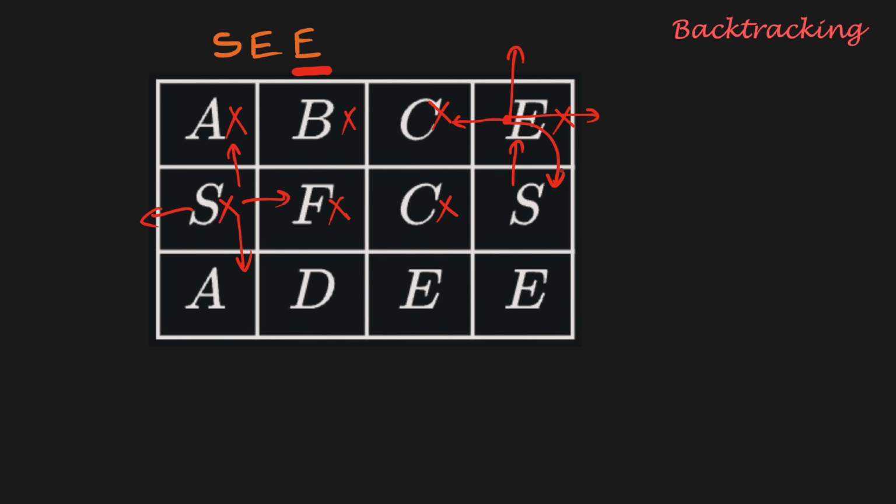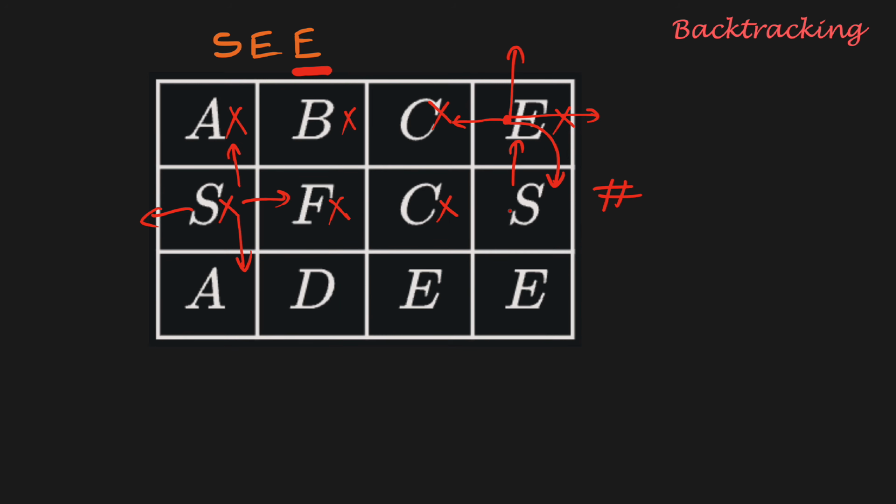So to prevent revisiting, we can either use a visited matrix, which here can be a Boolean matrix of the same size, and mark the cells as we visit them. However, this will require extra space. Instead, a better solution is to temporarily modify the cell value to some other character which is not part of the grid, like hash or dollar, when we visit the cell.